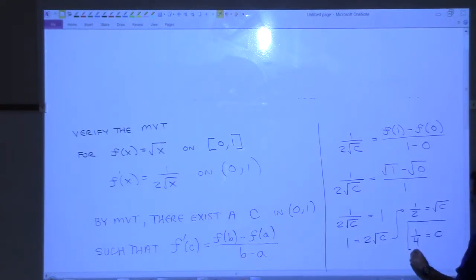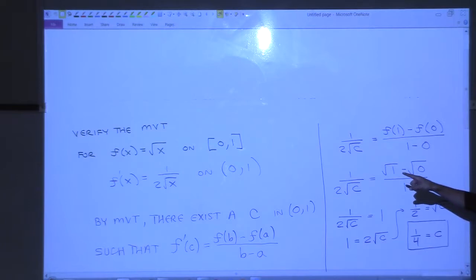We have verified the mean value theorem. Have we found a number inside that interval where the derivative at that value is equal to the slope of the secant line? We have. It happens at 1/4.